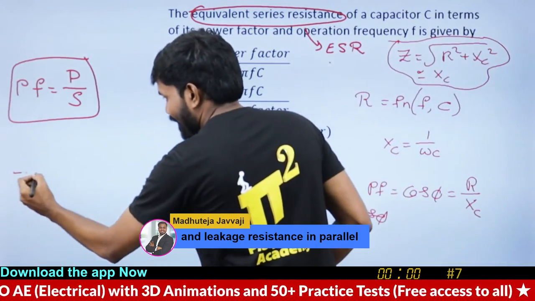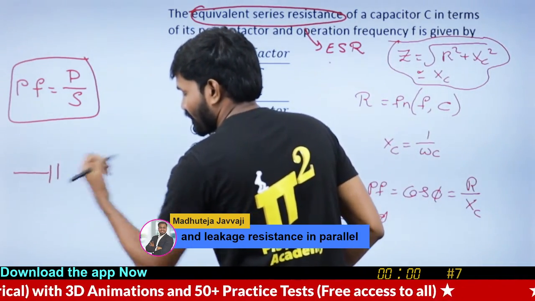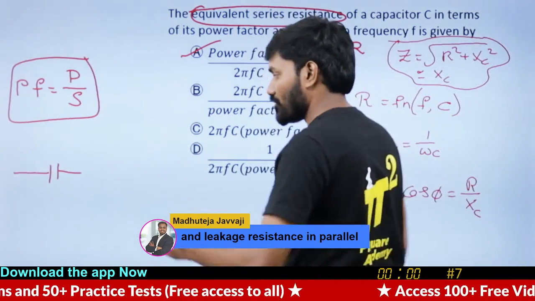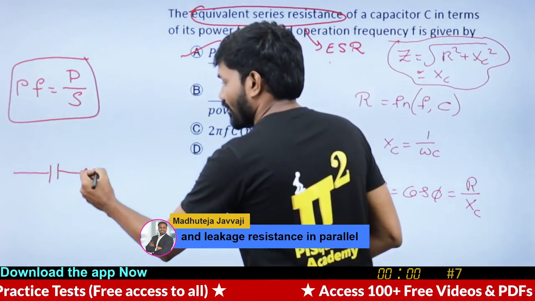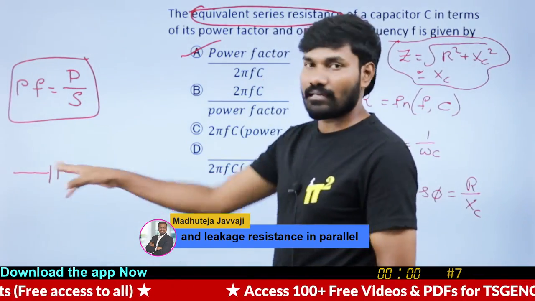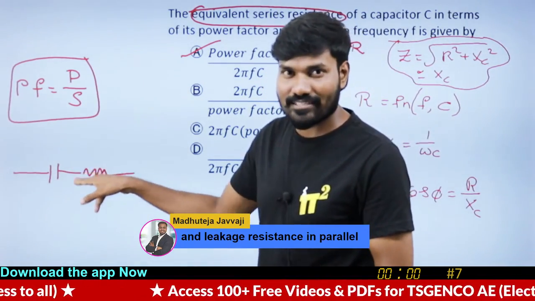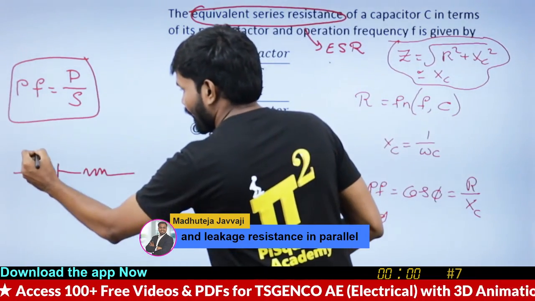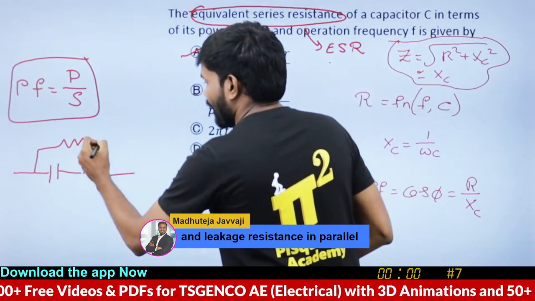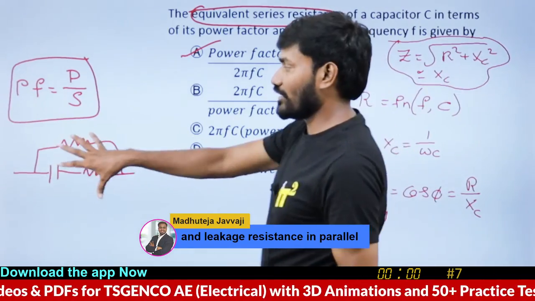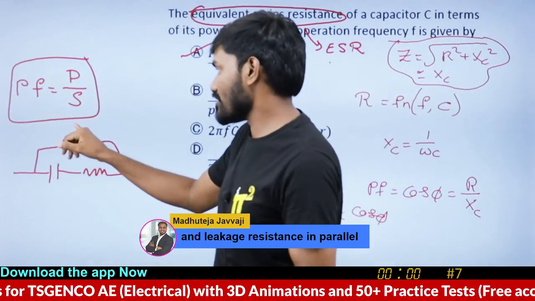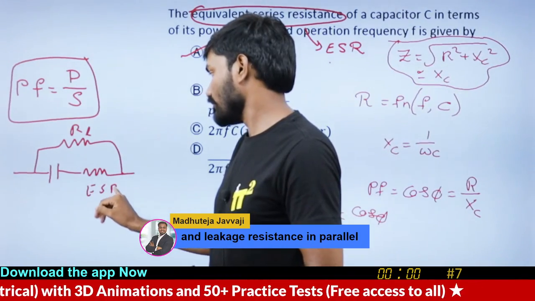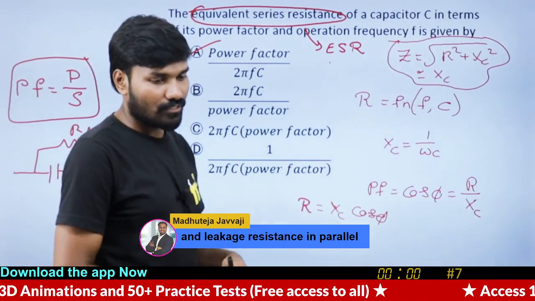So the capacitance representation is this. This is a capacitor representation by considering the ESR, equivalent series resistance. If you include leakage resistance also, then this will be the capacitor representation. This is the exact capacitor representation, including ESR, and this is R leakage. Anyways, I think you got these points.